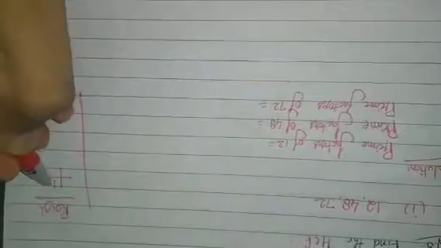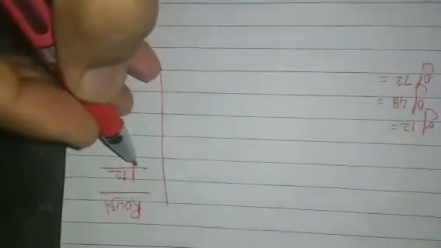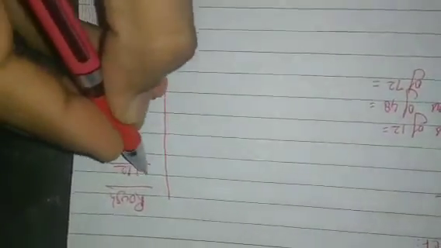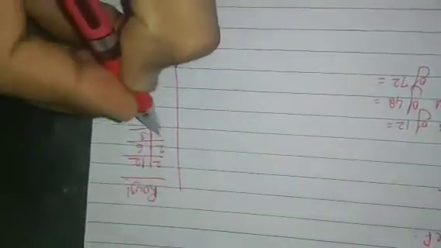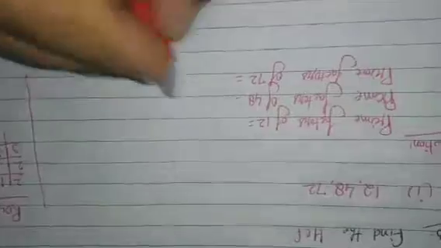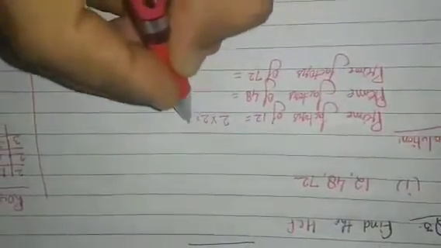This is your rough column. The first number given is 12. As you know students, 12 will be divisible by 2. Firstly 2 sixes are 12, then 2 threes are 6, then 3 ones are 3. So you have got 2 into 2 into 3.